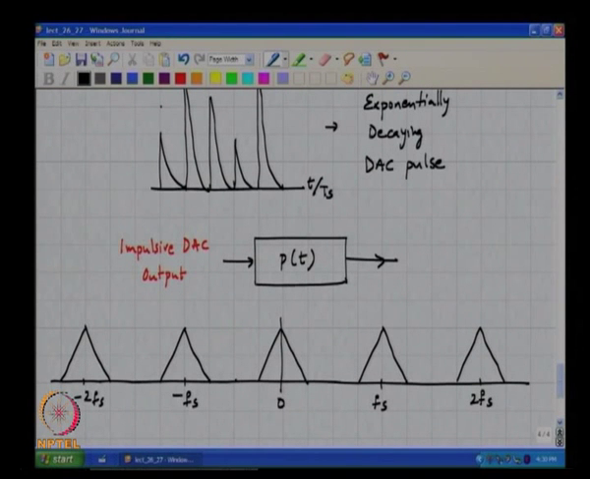Okay. At multiples of Fs, you must have the spectrum repeated with the same strength, all right. That makes sense because the impulsive pulse has a Fourier transform which is flat, correct.